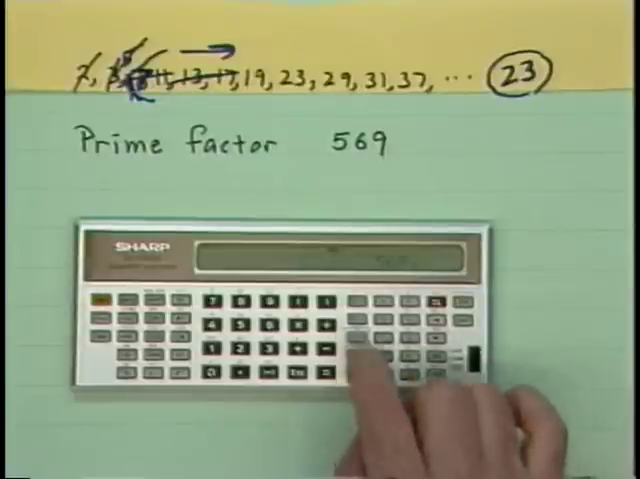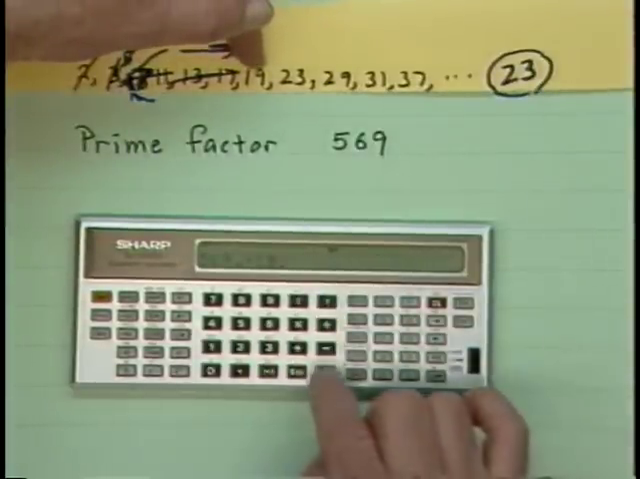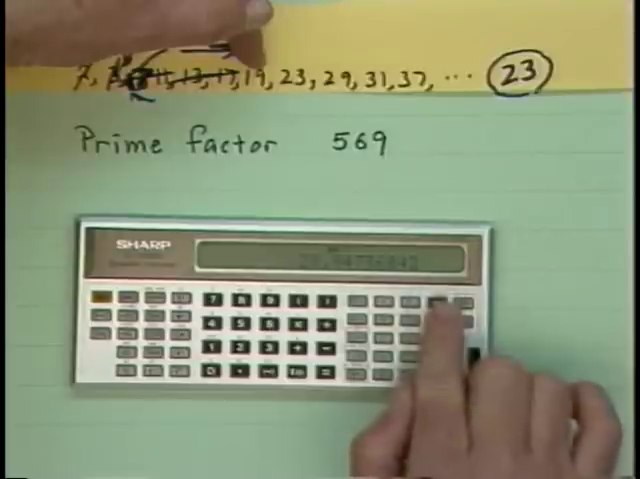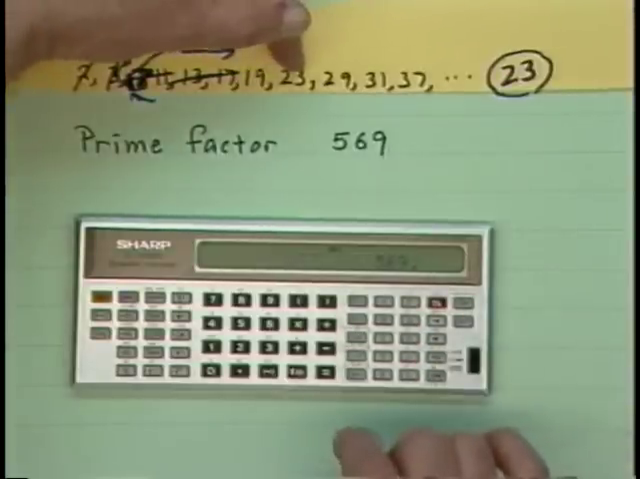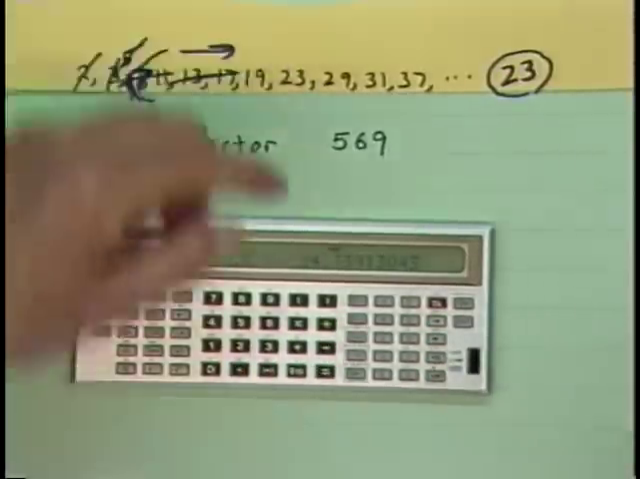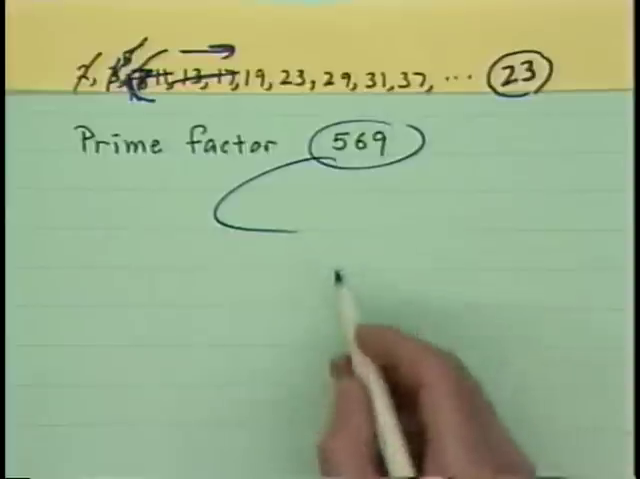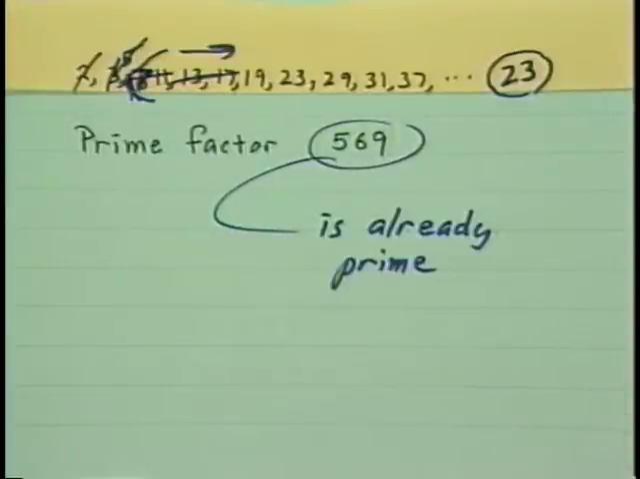So I recall my memory again. Divide by 19 equals. That won't go in. Recall once again. Divide by 23 equals. That won't go in. But that's the end of the line. So in this case, I know that this number is already a prime number.